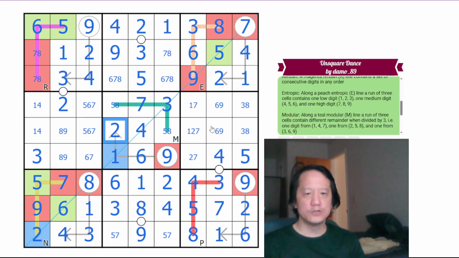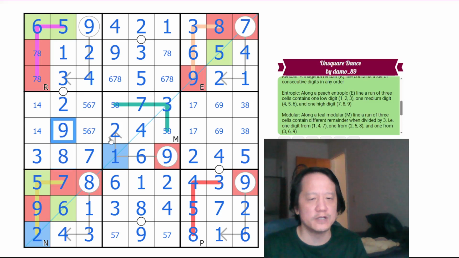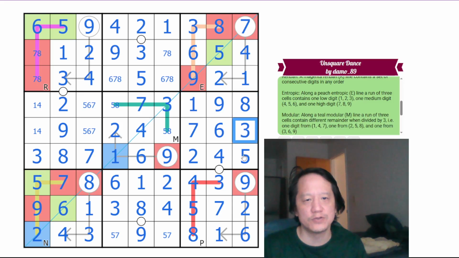Okay. 2 eliminates 2 here. 6 eliminates 6 here, so it's 7, which eliminates 7 there, so it's 2. 9 eliminates 9 there, so it's 8 and 9. 9 eliminates 9 there, so it's 6 and 9. 7 eliminates 7 there, so it's 1 and 7. 3 eliminates 3 here, so it's 8 and 3.